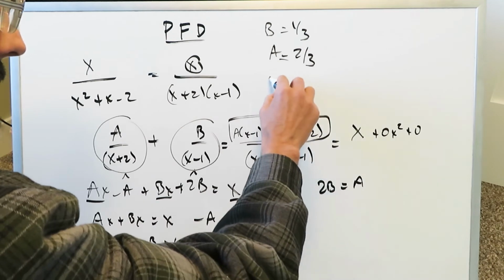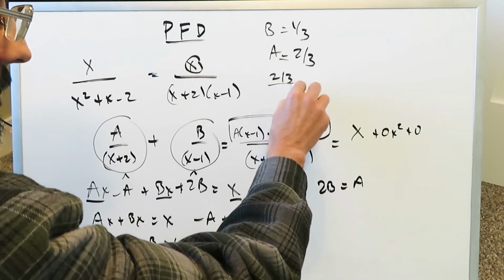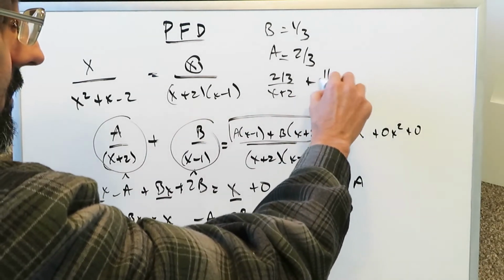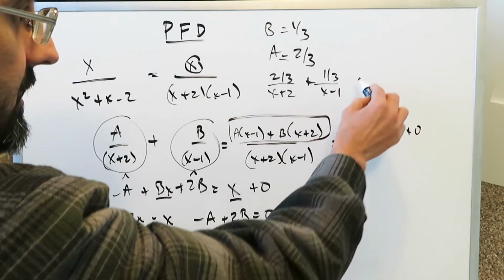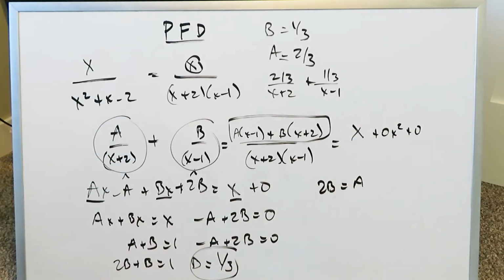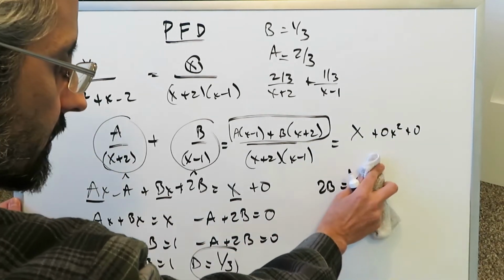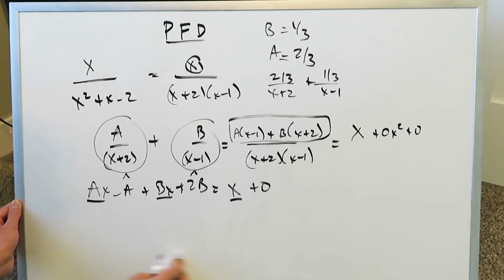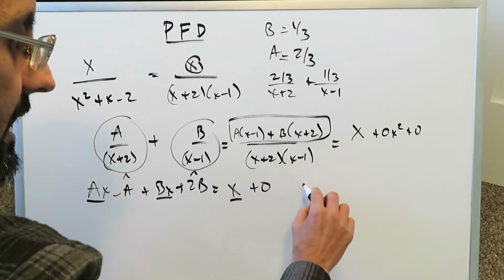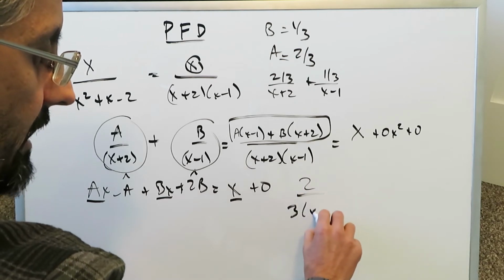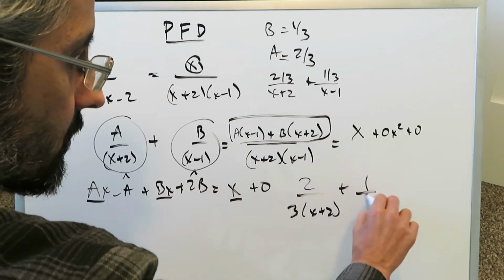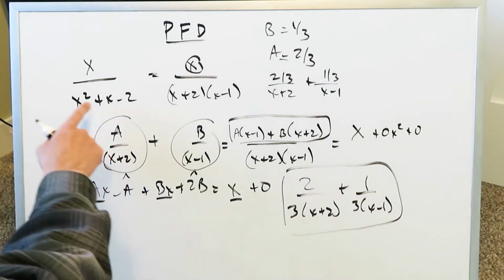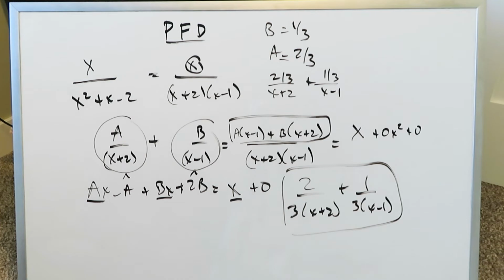You can write your answer in multiple ways. Let me put them here. 2 over 3 over x plus 2, plus b is 1 over 3 over x minus 1, or you can write it in a better way. Let's come down right over here, I erase all of this, and then we write the decomposed partial fraction. It'll be 2 over 3 into x plus 2, plus 1 over 3 into x minus 1. That right there is my decomposed partial fraction of this rational function.